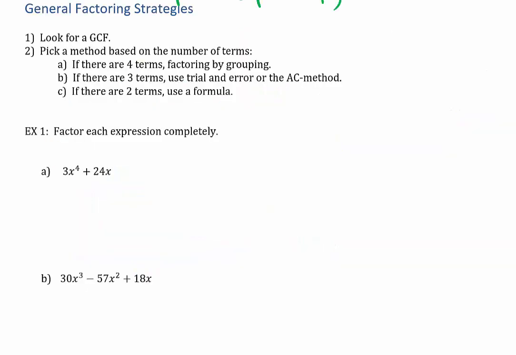Finally, let's put all this together. On exams, the factoring problems are going to be all mixed together, and so you're going to have to pick which strategy to use. And so I have written out in the notes my advice.